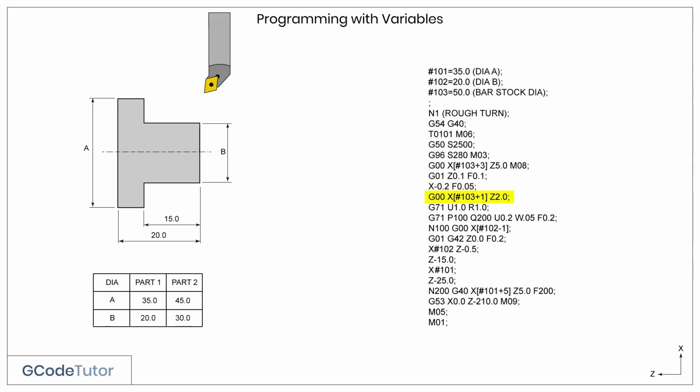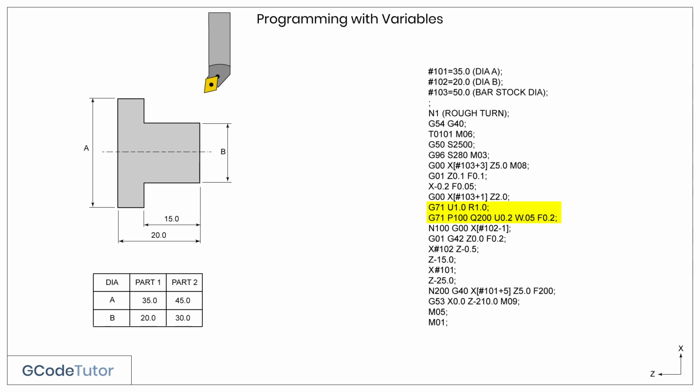Once we've finished facing off, we can wrap it back up to our stock bar diameter. Again, we're using X, and then in brackets, hash 103 plus 1. Now the plus 1 this time is because I only wish to come up to 51 mil off our face. I don't wish to wrap it right back to 3 mil above our stock bar diameter. So we're still doing a small equation within the program. When we do equations, it's always in brackets.